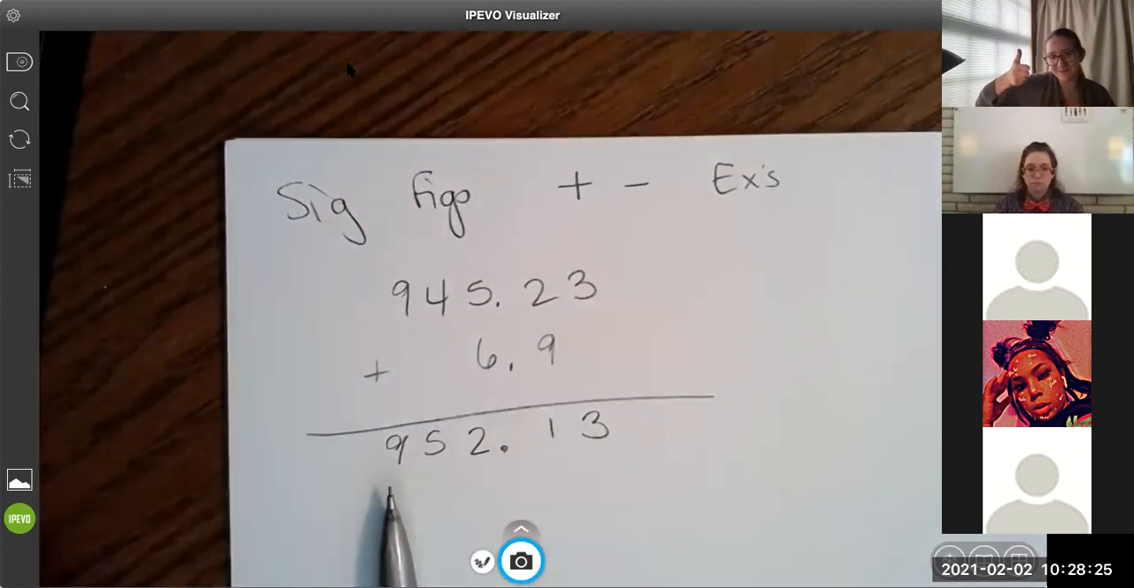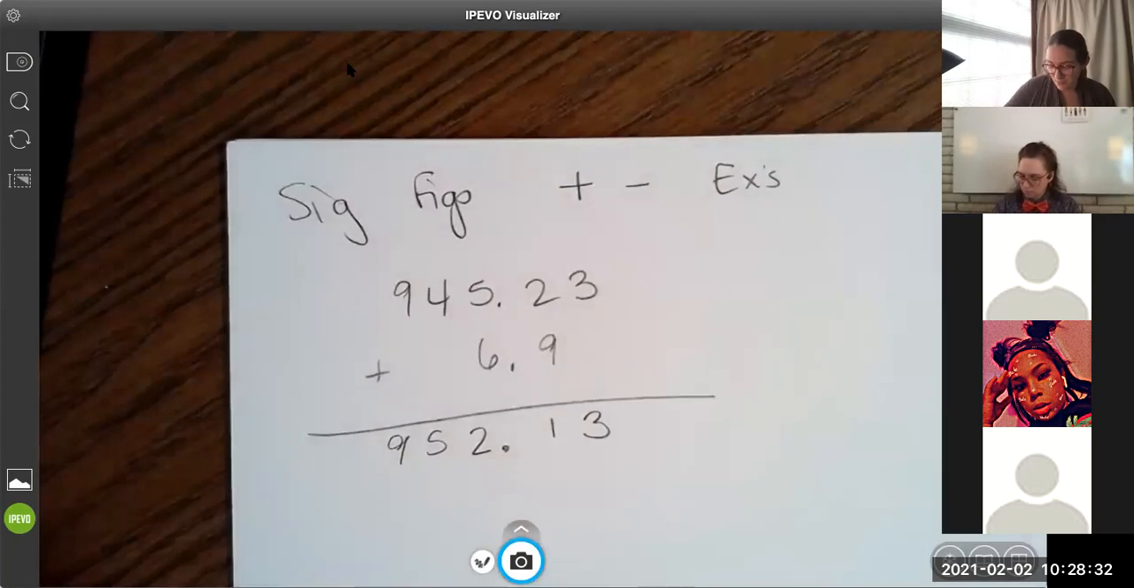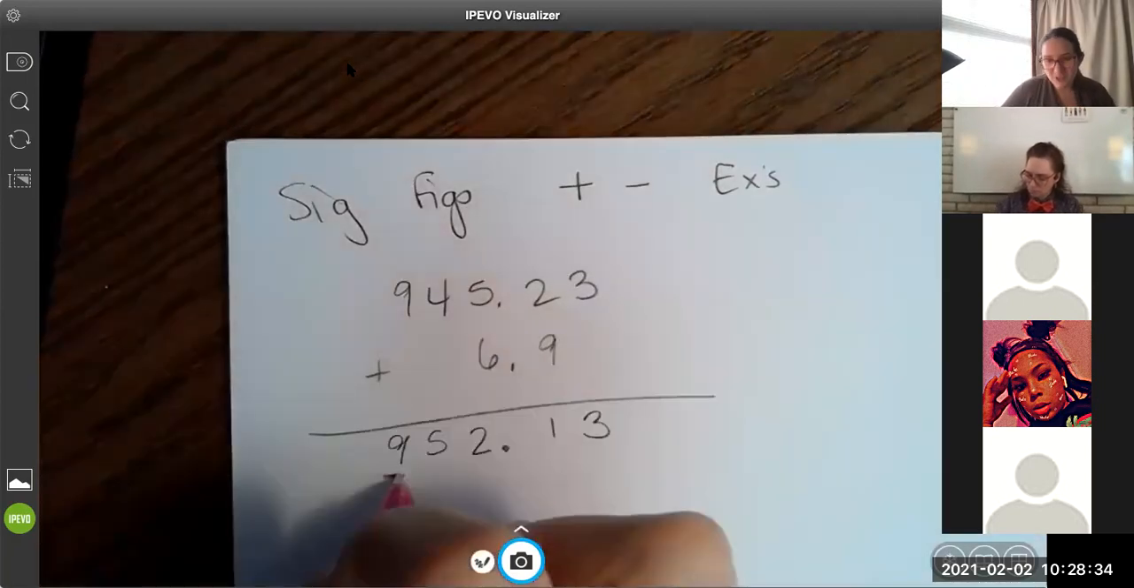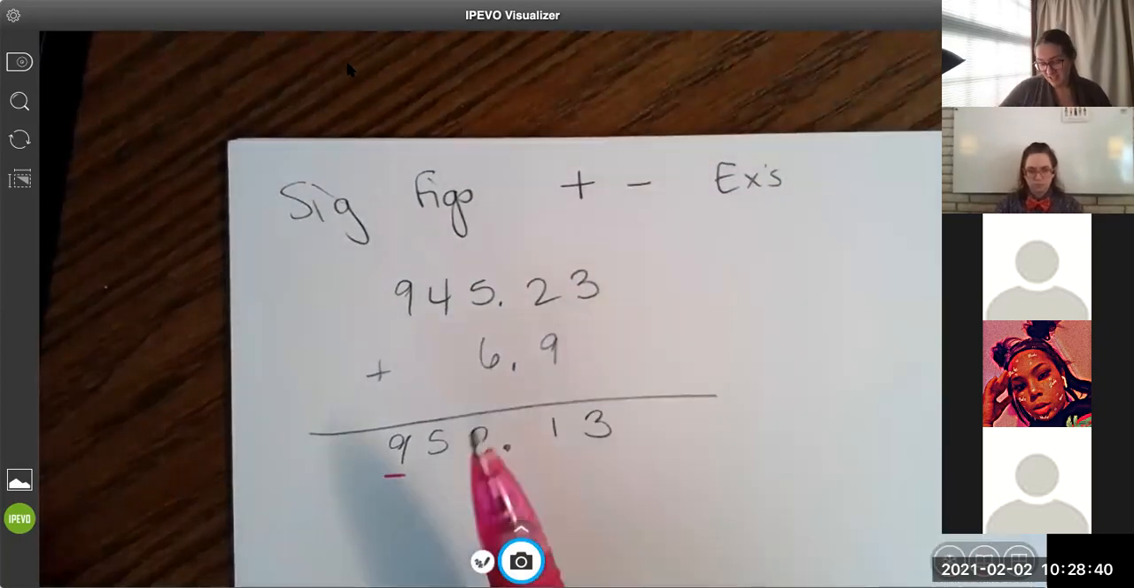Yes, exactly. That's a big place value. We can see this littler stuff. We can definitely see that. Yes, we have confidence in the hundreds place. Do we have confidence in the tens place?